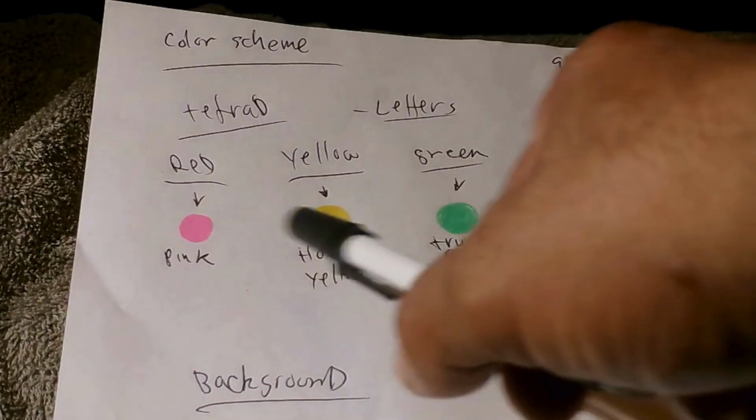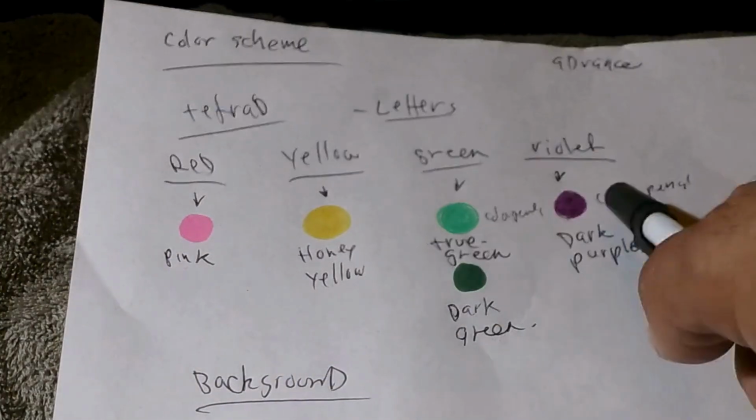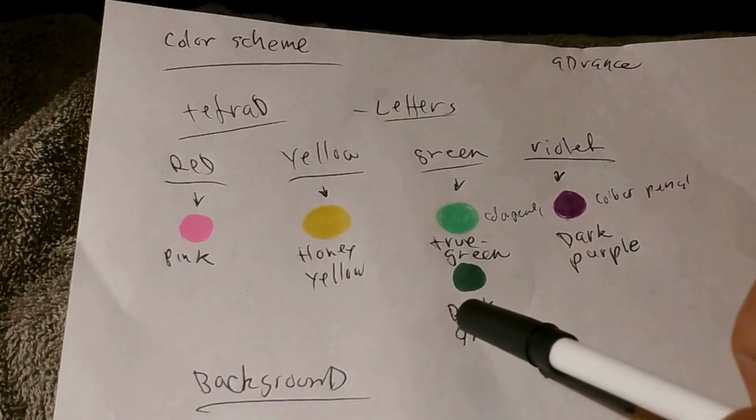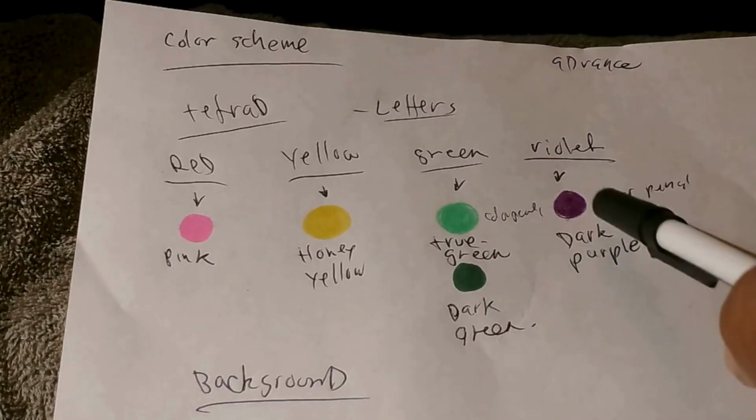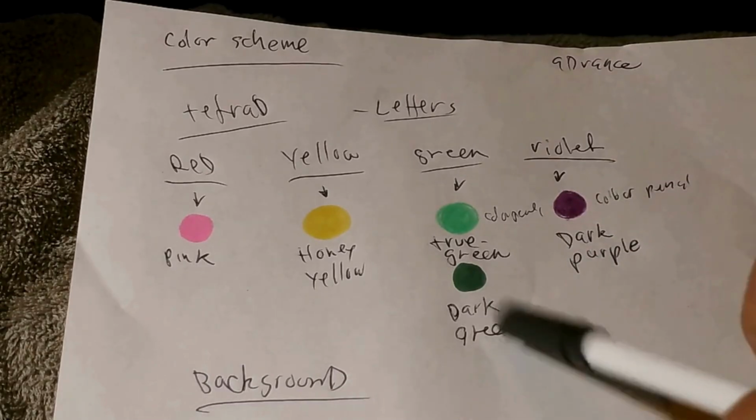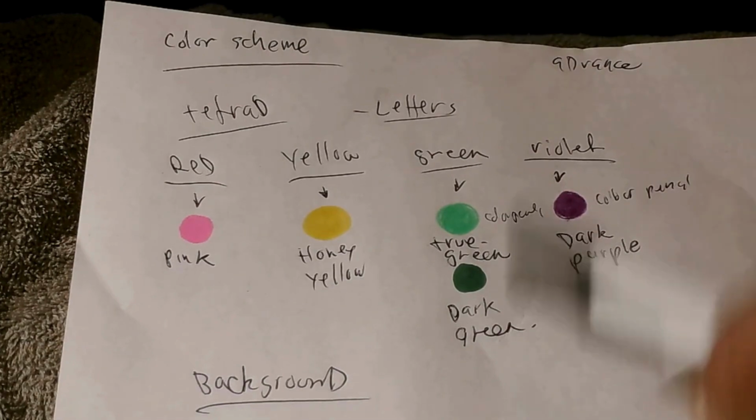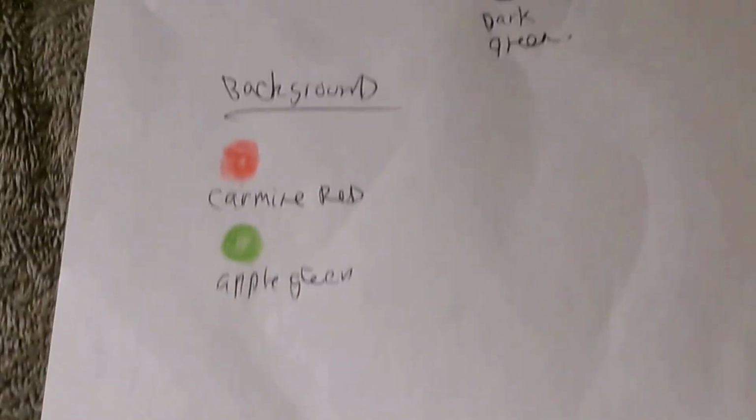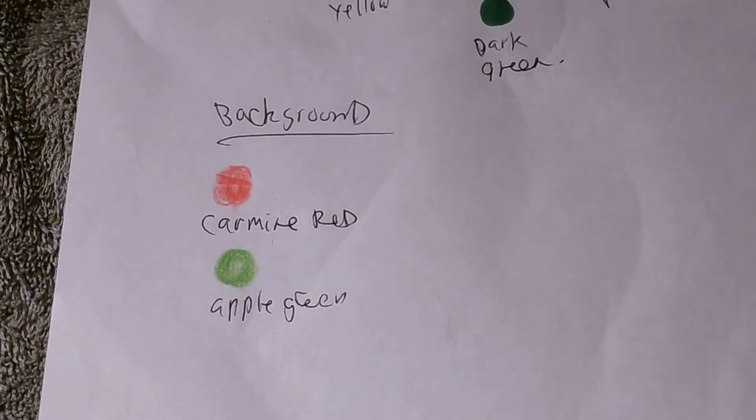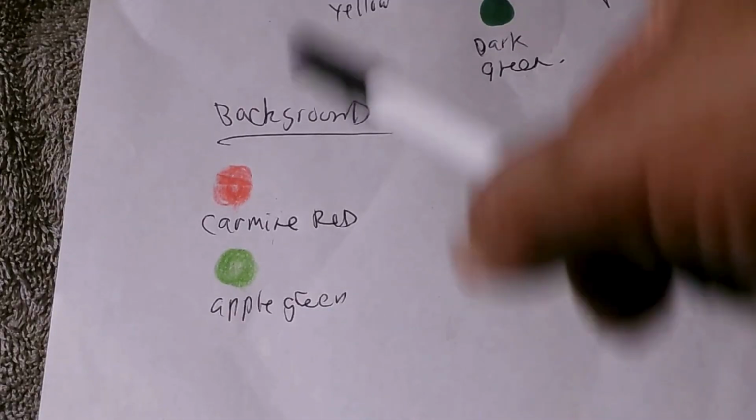Now over here you'll notice that these are markers. These are color pencils over here. When it comes to the true green and dark purple, those are going to be color pencils, and the dark green is going to be done in markers. And as we go down, this is for the background. I'm going to use carmine red and apple green.